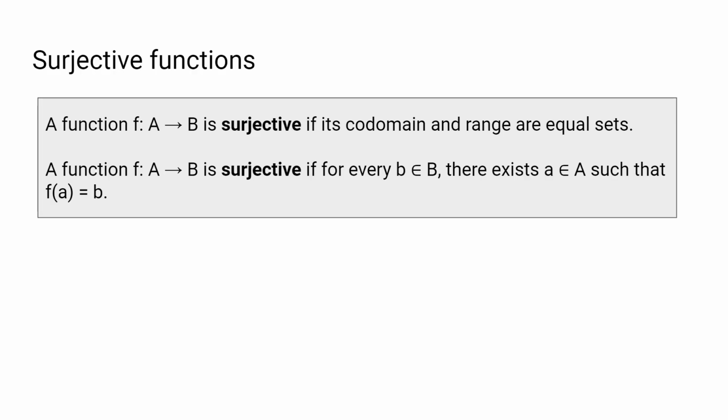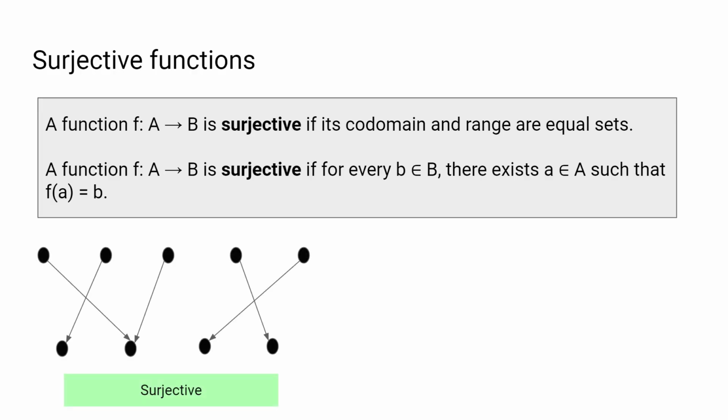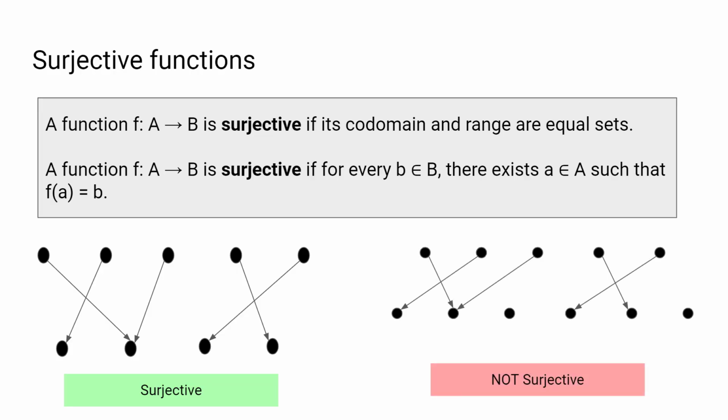So this function from the previous slide is surjective because if you loop through each of the 4 points in the codomain, you can always find at least one, sometimes more than one, point in the domain that maps to it. But the function from 2 slides ago is not surjective, because not all of the points in the codomain have at least one element of the domain mapping onto them. As you can see, these 2 points have no elements mapping to them.